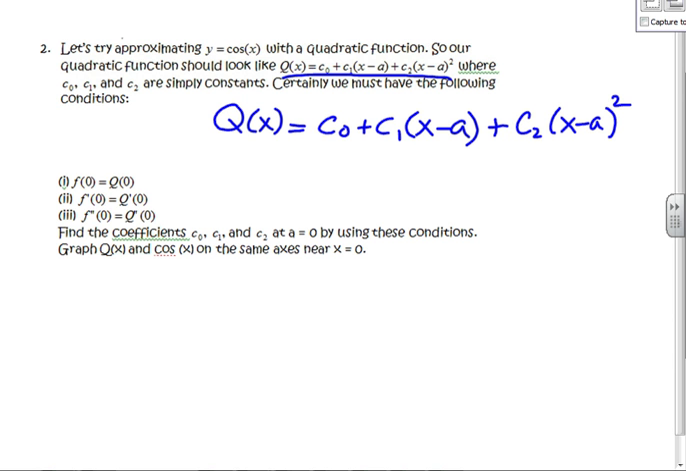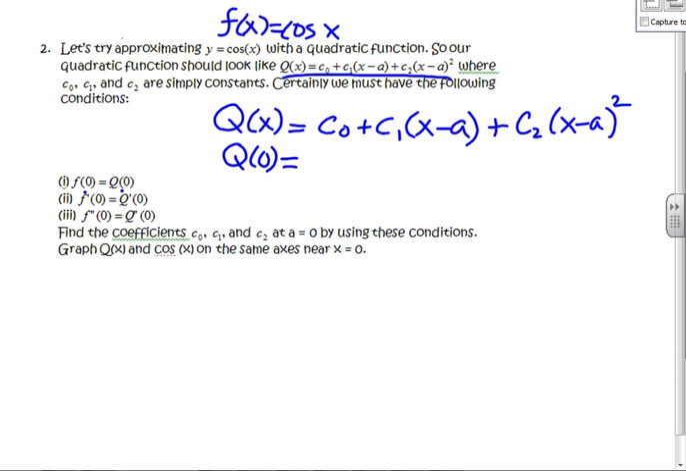And what do you think if I wanted to do a cubic? Because you're going to be doing a cubic. You're going to have plus C3 times (x minus a) to the third. You just follow the directions, it's not too bad. Well, what is f of 0? f of x is equal to the cosine of x. Right? So, f of 0 equals q of 0. So q of 0, what is q of 0?